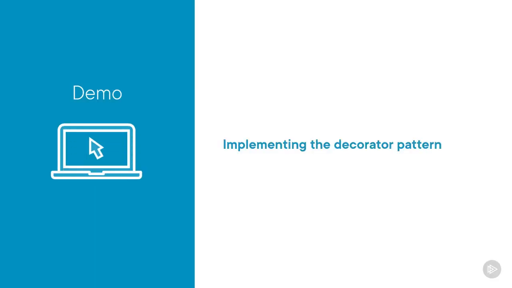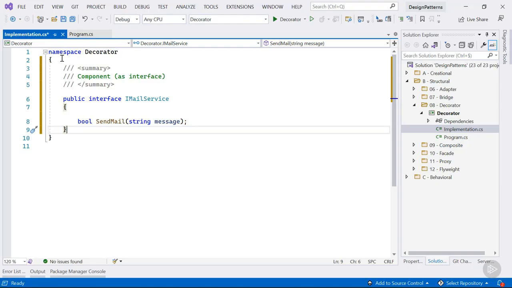In this demo, we will implement the decorator pattern. Let's start by adding our component, the iMail service interface. Note that as with many of these patterns, this can also be implemented with an abstract class instead of an interface. Our interface contains one method, sendMail, accepting the message to send. It returns a boolean, so we know whether sending the mail was successful or not.